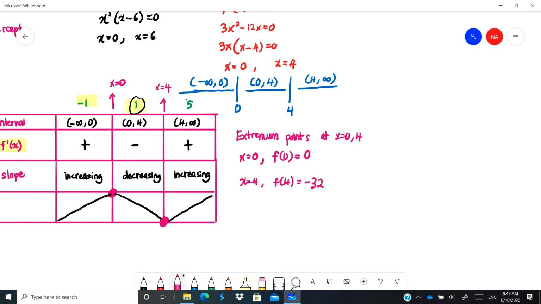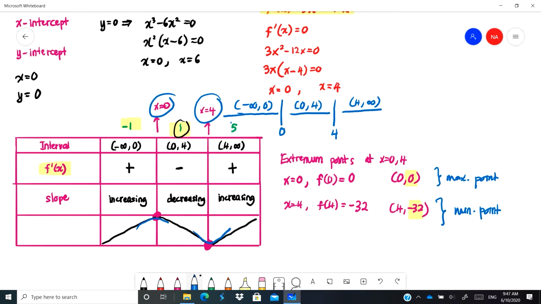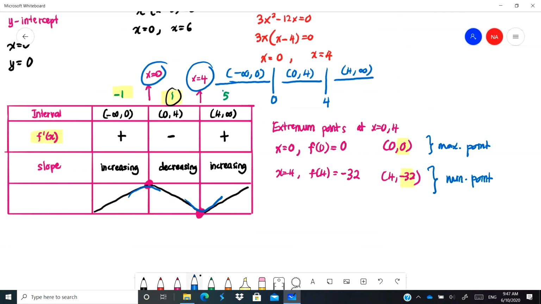So we'll have two points here: (0, 0) and also (4, -32). Look at your y values. Which one is higher? Of course, 0 is higher than negative 32. So this one will be the maximum point as expected. All right, so we'll get this as the maximum point here. Okay, and the next one will be the minimum point. The minimum point here, because it is negative 32, so it's going down, something like this, at x equal to 4. All right, so that's how you find the maximum point and minimum points.